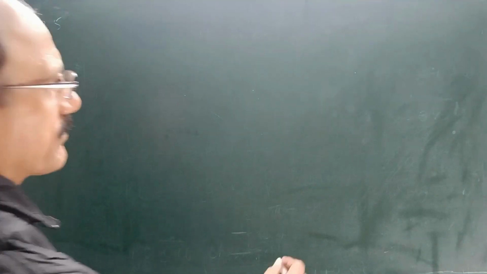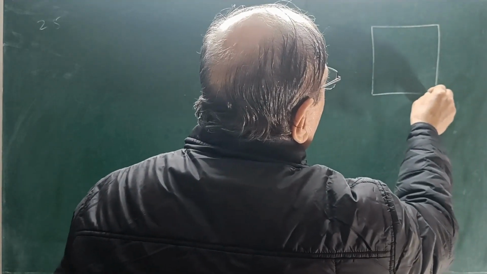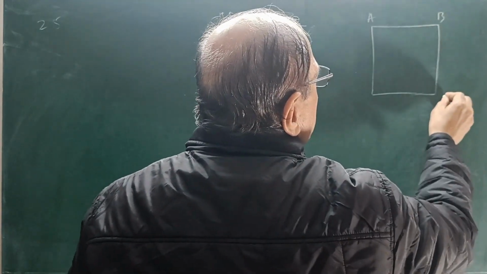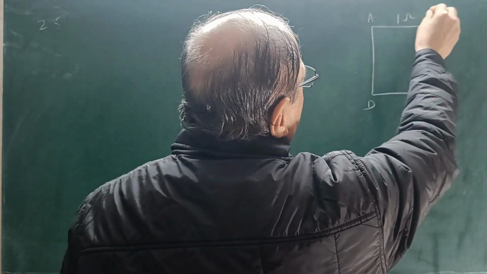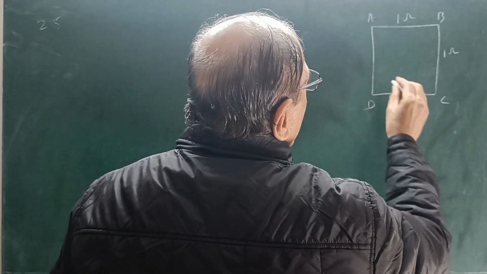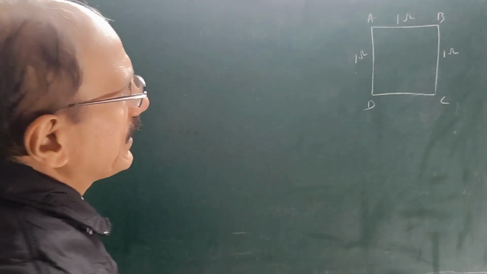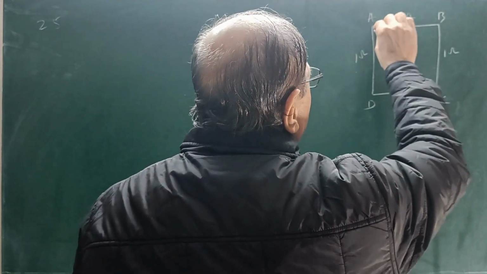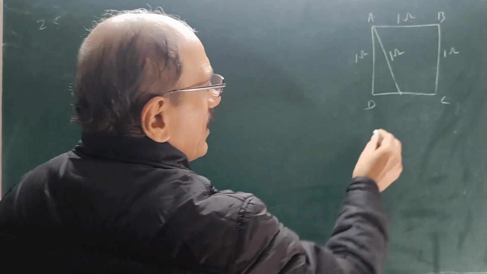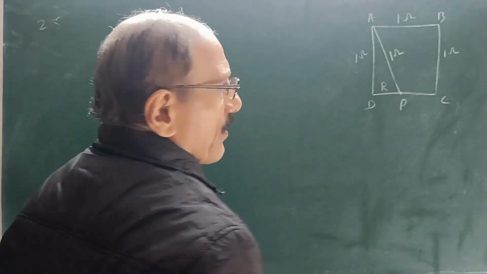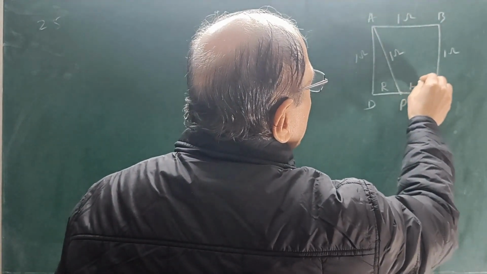So here this is the wire ABCD. It is having 4 ohm resistance, so each side will be 1 ohm. This is 1 ohm. But point A is connected to DC at P, and the resistance of this is also 1 ohm. So if suppose the resistance of DP part is R, which we have to calculate, then this part will become 1 minus R.